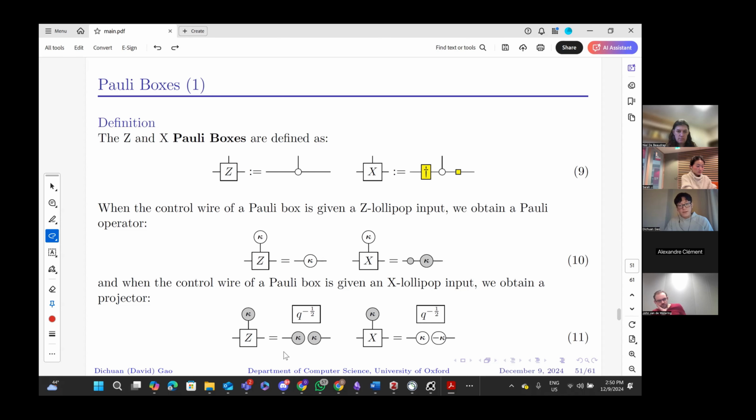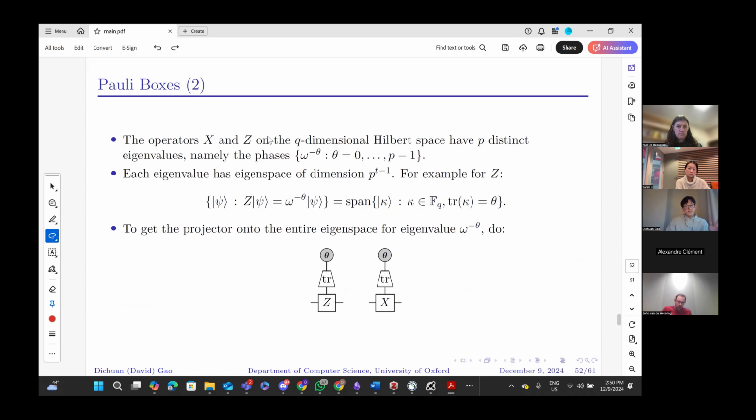So if you look at the diagram here, you can see that it's a rank 1 projector. Now, what is this one-dimensional subspace projecting onto? It is an eigenvector of my Z Pauli. But the operators X and Z on my q-dimensional Hilbert space only have p distinct eigenvalues, and these p eigenvalues are the phases, powers of my p-th root of unity. And so each eigenspace has dimension p^(t-1).